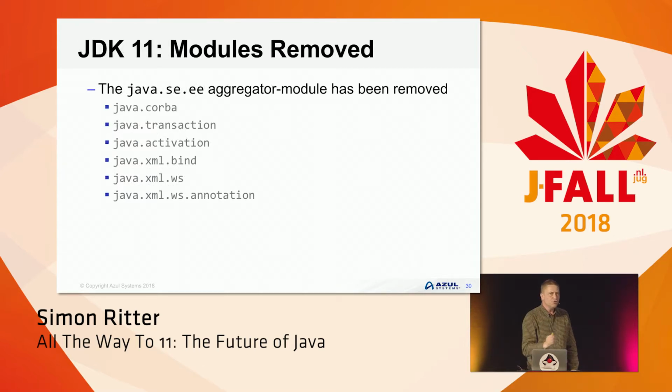JDK 11 removed some modules. These were deprecated in JDK 9 and weren't included by default for either compilation or runtime. Now they have actually been removed completely. So if you're using CORBA, JAXB, or JAX-WS in any way, shape, or form, then these are not supported in JDK 11 anymore. So this is the java.se.ee aggregator module. That has completely gone from JDK 11.